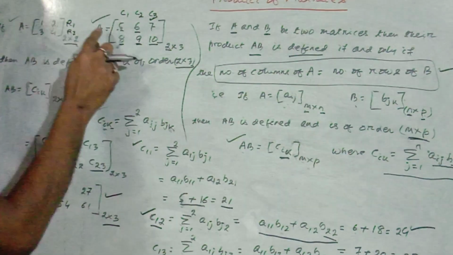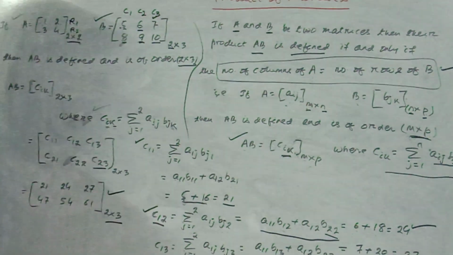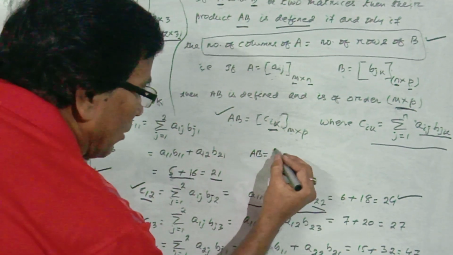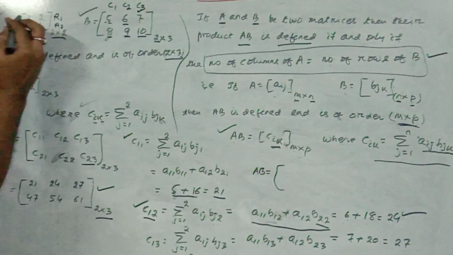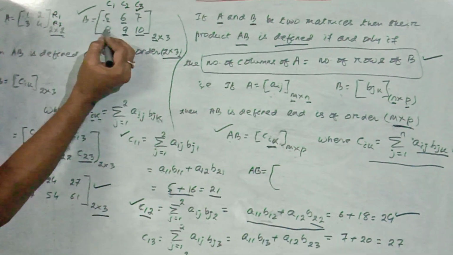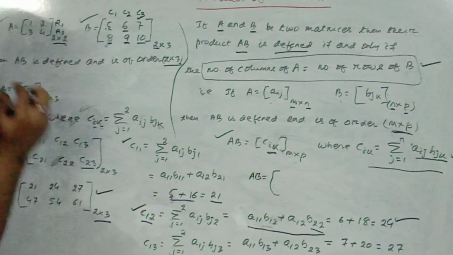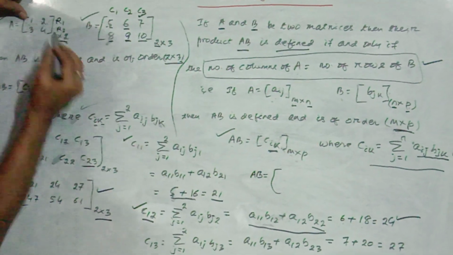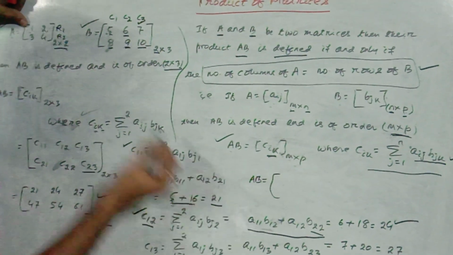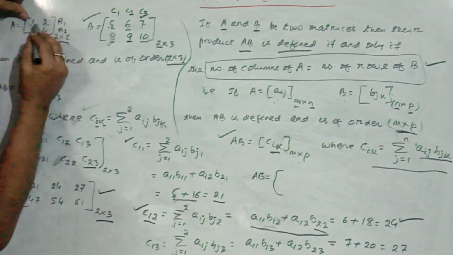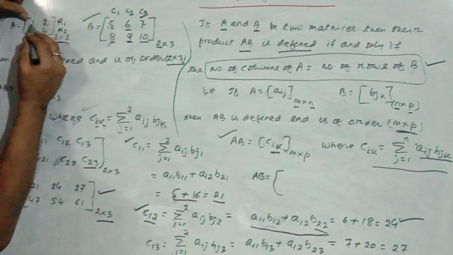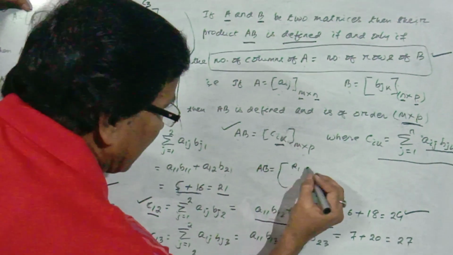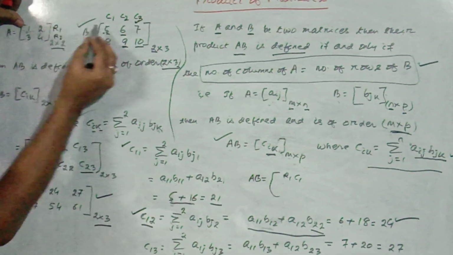So when we multiply A into B, directly we can say that we multiply R1 with column 1, because we are getting A11 B11, that means 1 into 5, plus A12, which is 2, into B21, which is 8. That means we are multiplying row 1 with column 1. So directly we can say it is 1 into 5, that is R1 C1.